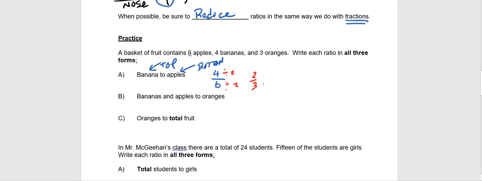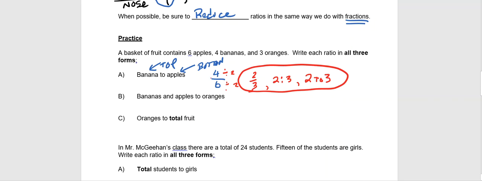So now that I have it in fraction form, it's quick and easy to write it in the other two forms because I want to write all forms in the most reduced manner. So the second way with the colon would be 2:3. That is also read as 2 to 3 for the ratio of bananas to apples. And then the third way is with the word to: 2 to 3. So those are the 3 ways that we could write that ratio of bananas to apples.